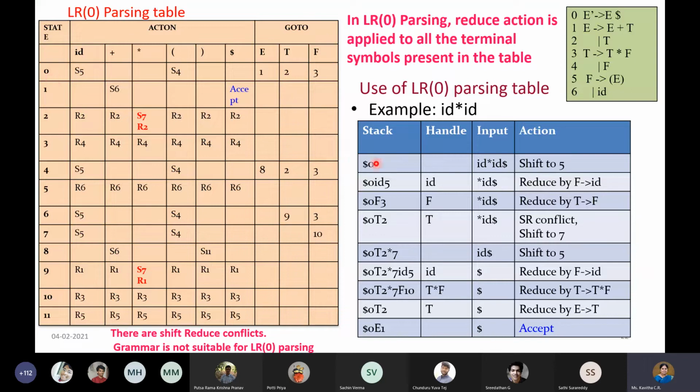You can just use the number. So $0 is what we are going to have initially in the stack. Okay, and our input is ID star ID dollar, and in the beginning we are pointing at ID. So our pointer is pointing to ID now. So at 0 on ID, what is it that we are going to do?